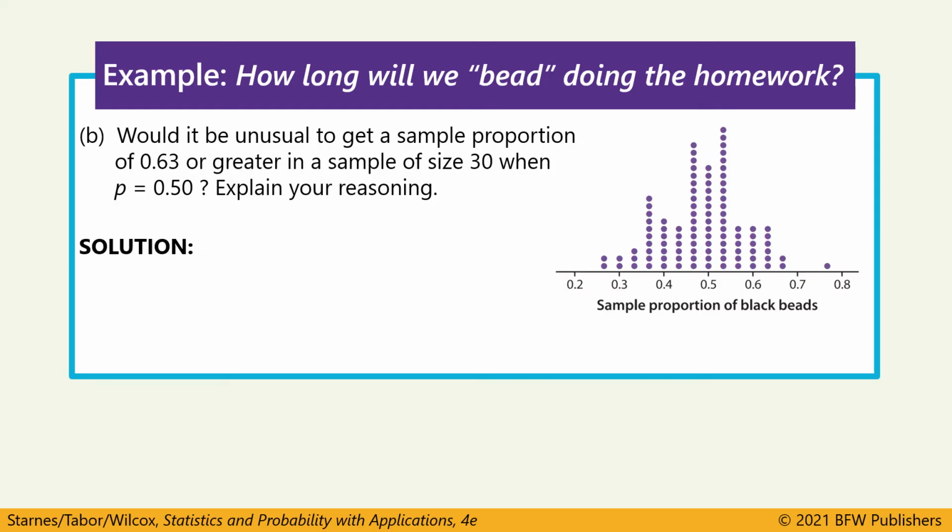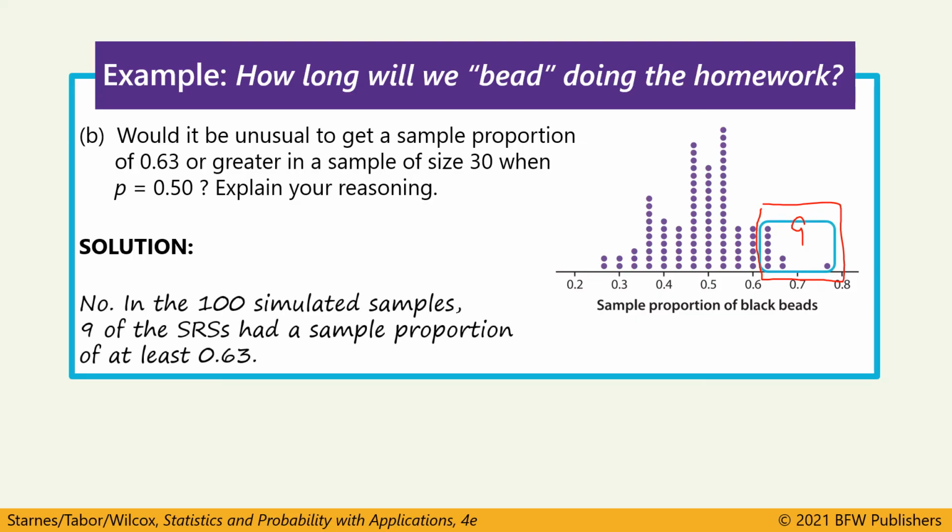In part B, it's asking us, would it be unusual to get a sample proportion, a p-hat, of 0.63 or greater? So when we look at this graph, we want to see how likely that was. So 0.63 looks like it's about here, all these dots. And we could add those up and we see 1, 2, 3, 4, 5, 6, 7, 8, 9 dots that are at 0.63 or greater. Is that unusual? No, it's not. That's not less than 5%. This will happen fairly likely just by chance when half the beads in our sample are black.